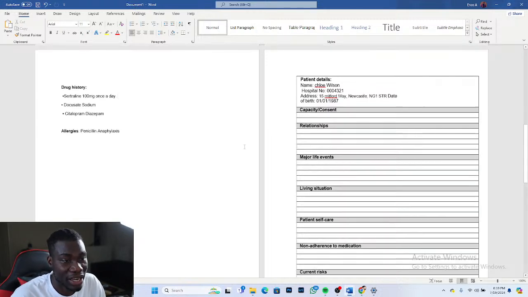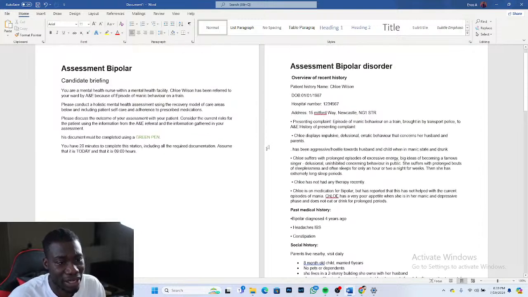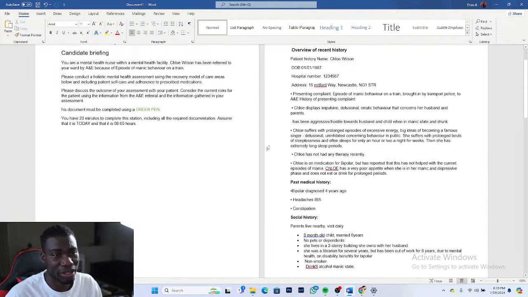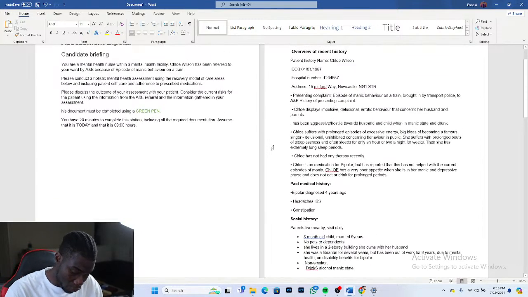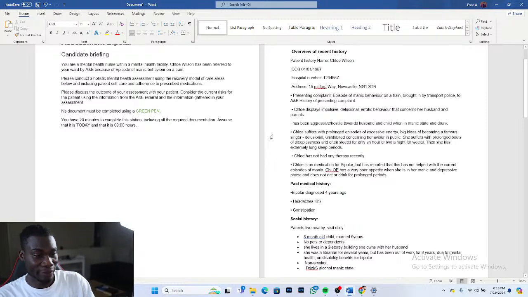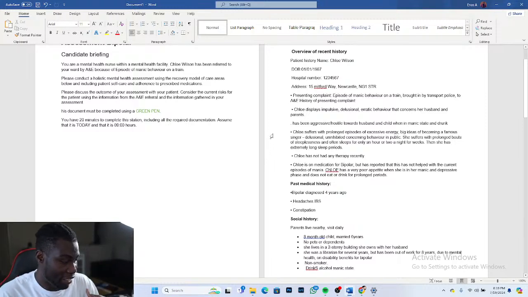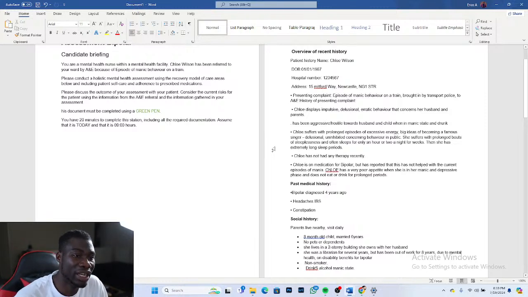So in this case, they have already given us everything that we need to know about the patient. But of course, it is an assessment that we are going to do. So we would have to talk to the patient. We'll have to get answers from the patient. And then at the end, we'll try to look at the risks that this patient is posing and how we will be able to help this patient.